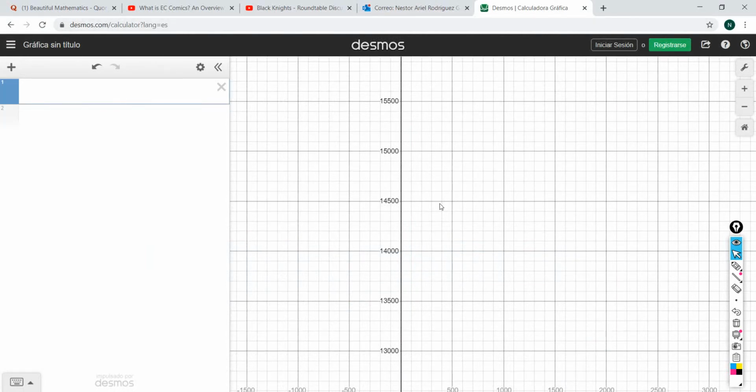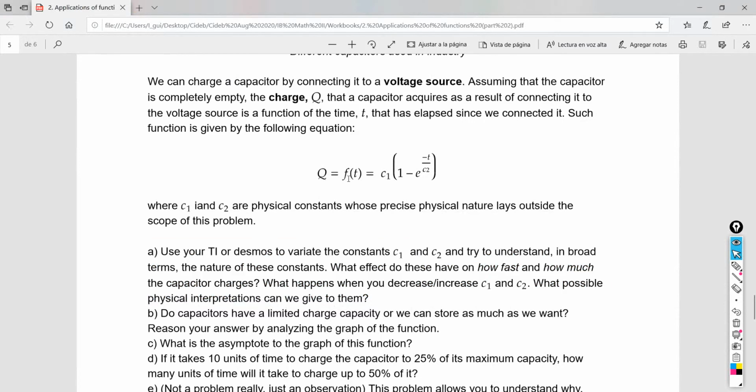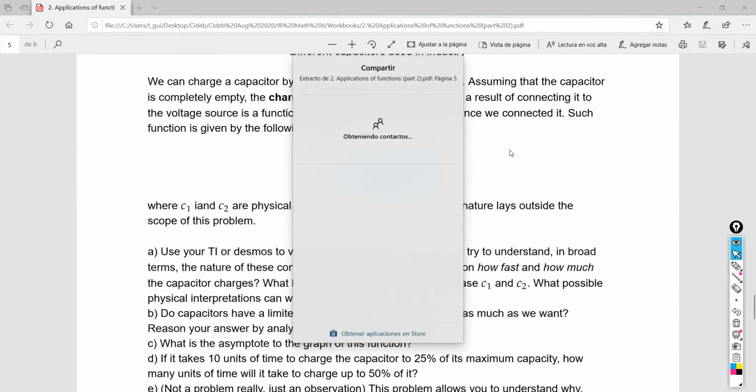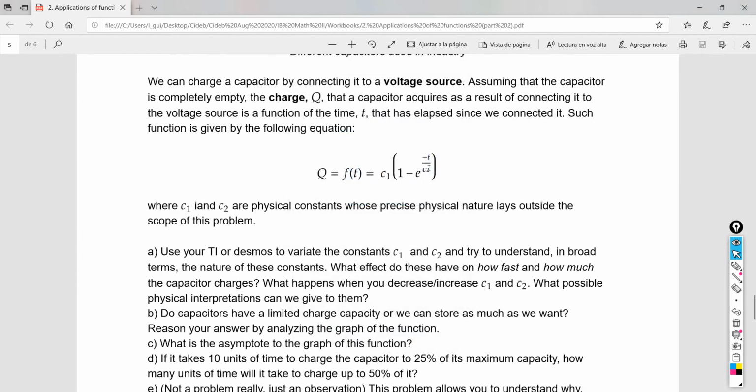As you can see, guys, the function that gives me the charge in the capacitor as a function of time looks in this way, where C1 and C2 are constants. They are just numbers like 3, 4, 1/2, 0.4, whatever. Let me plot this function on Desmos. Write it down somewhere. Oops, what did I do? Okay, and let's go to Desmos.